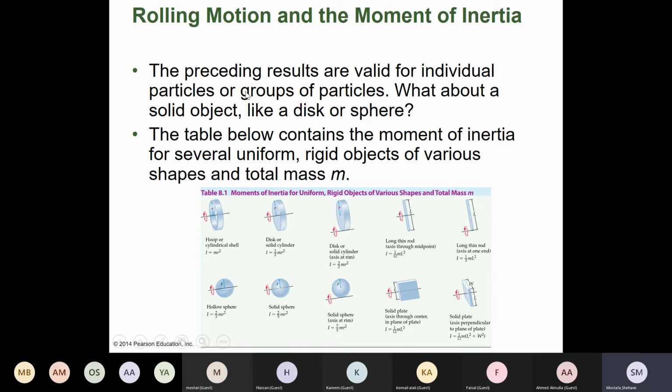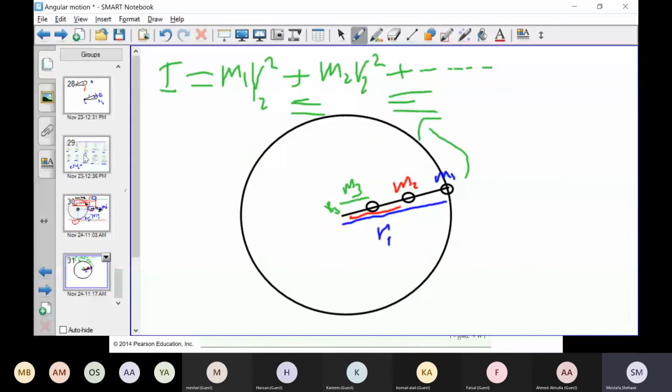The preceding results are valid for individual particles or point masses, as I told you, or groups of particles, group of point masses. The word particle means point mass. What about a solid object like a disk or a sphere? How can we find the moment of inertia for this object? This table shows us how to find it, and we took this table yesterday.